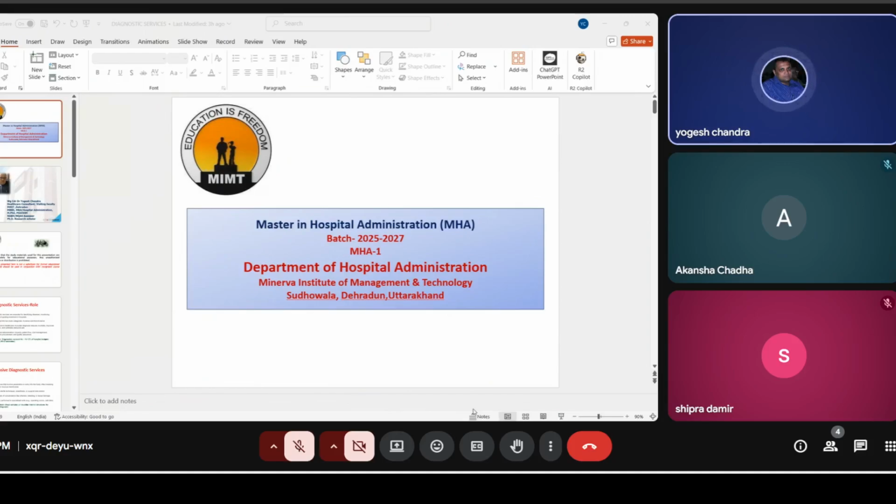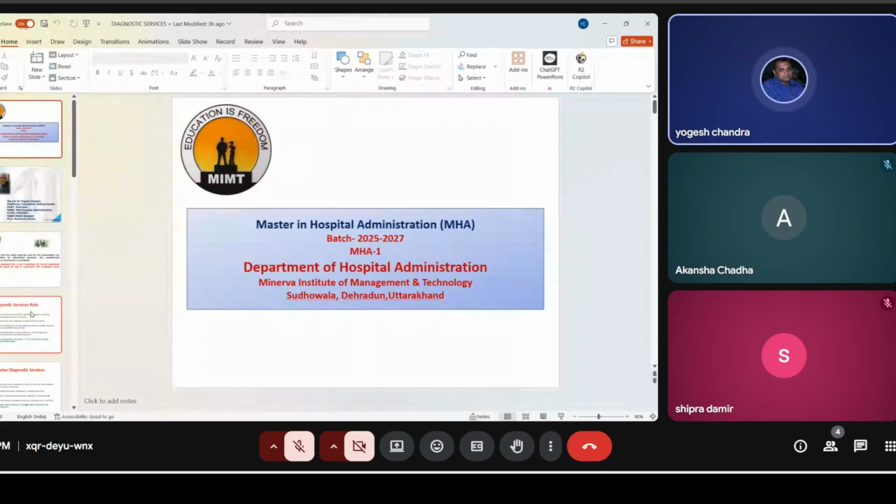Okay, so first we must understand what diagnostic services are and what their purpose is. I think this is a very basic kind of thinking. Diagnostic services are services which help the doctors ascertain any kind of disease. When the doctor sees or examines the patient, based on his or her clinical history, present history, past history, and family history, clinically he can make the diagnosis.